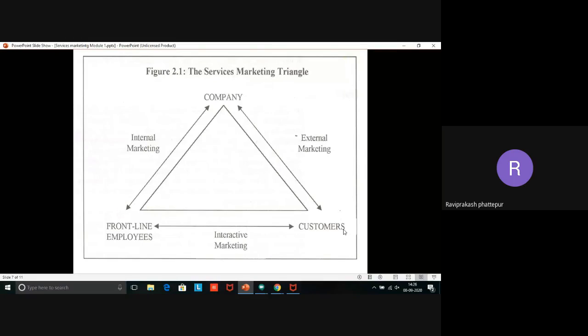So between company and customers we have external marketing. Between company and frontline employees we have internal marketing. And between customers and frontline employees we have interactive marketing. So these are the three vertexes of this particular triangle. Okay.